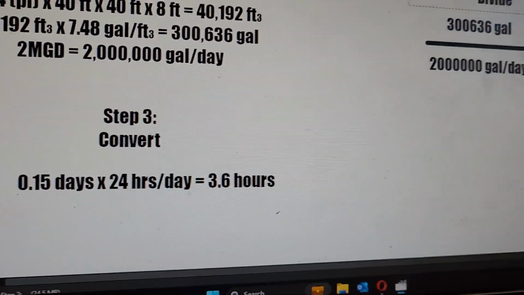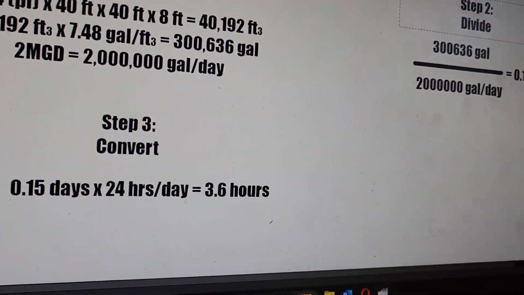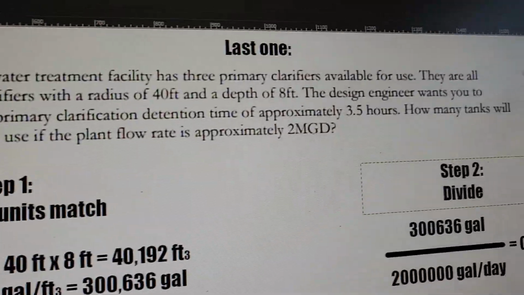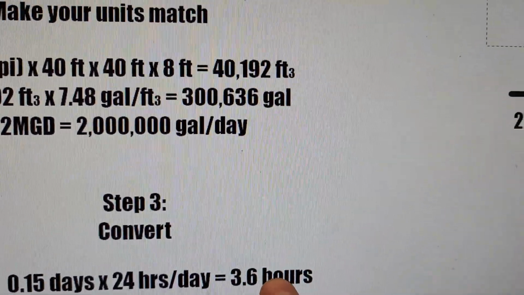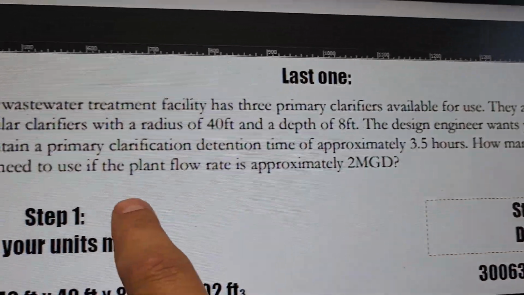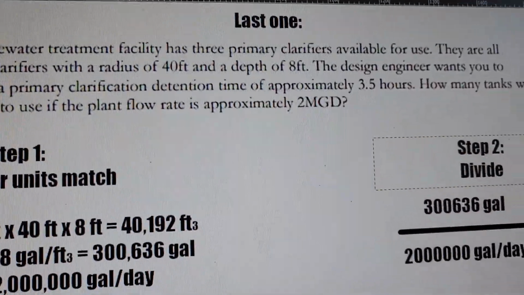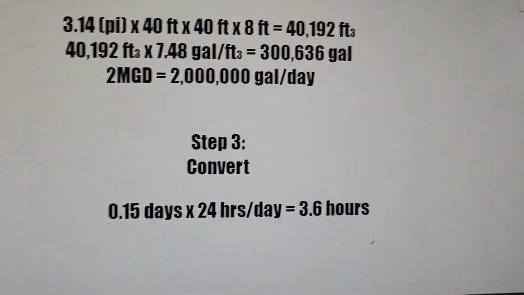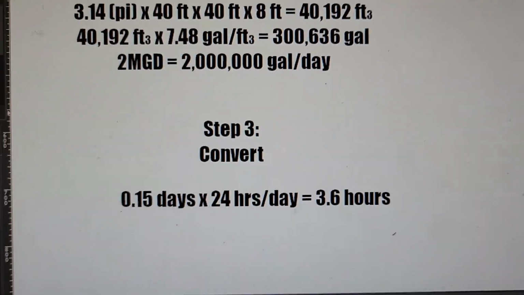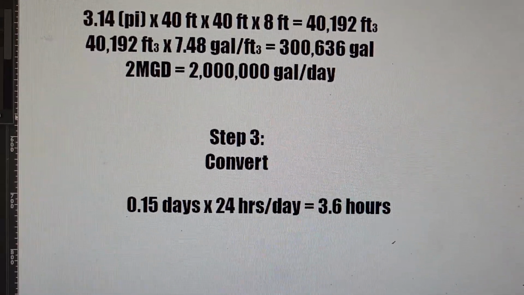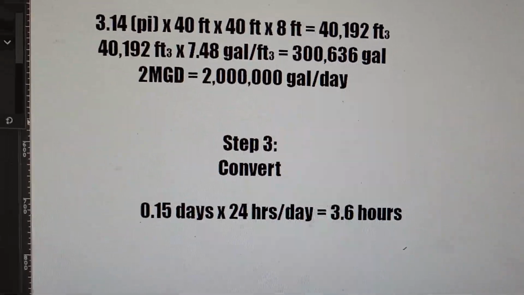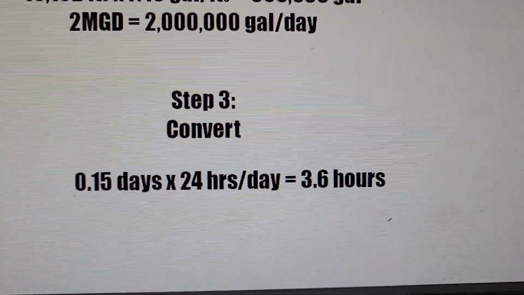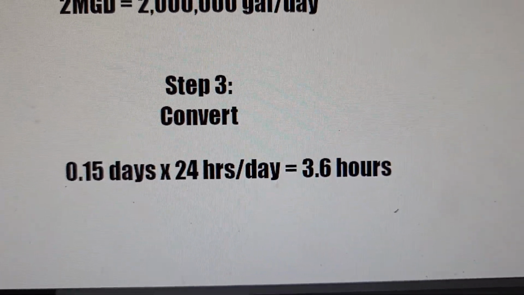Step 4, this is more of a problem. Step 4 is more of something you would see in a grade 3, grade 4, grade 5 type question, because it's asking you not the detention time itself, but how many clarifiers do we need to get a detention time of 3.5 hours. With one clarifier, we're running 3.6 hours. If we were to run 2 clarifiers, that would cut our 3.6 down to 1.8, because our flow is going to be split in half, and we're not going to, or no, it's going to double it. I'm sorry. My brain is not working.